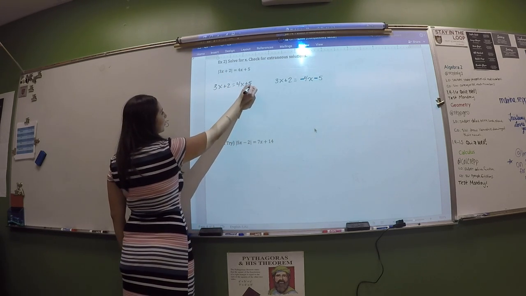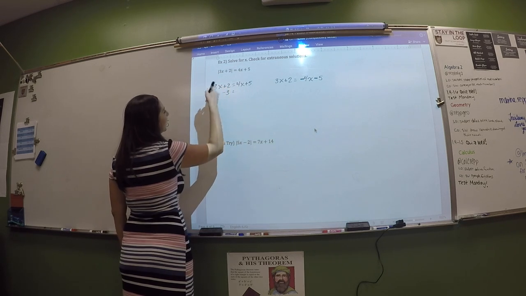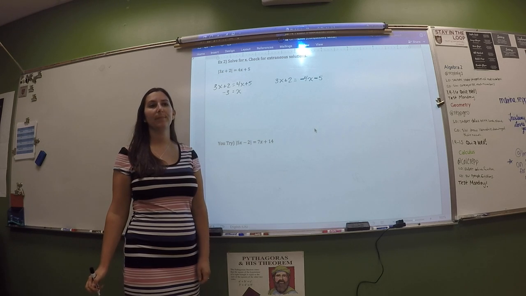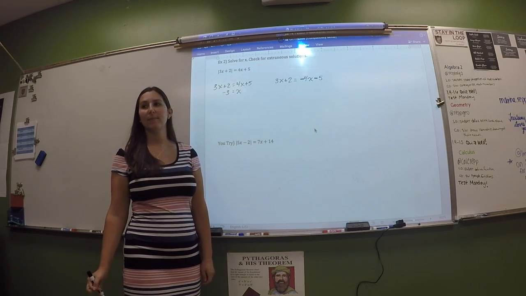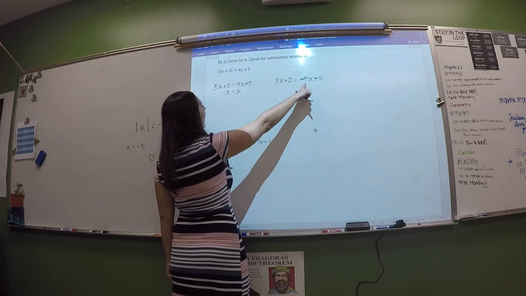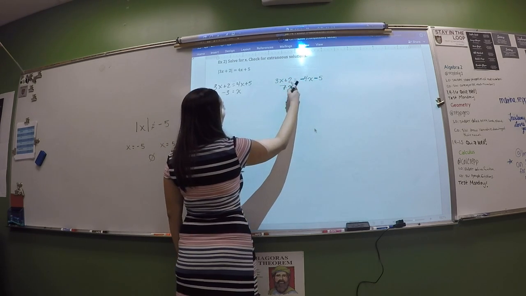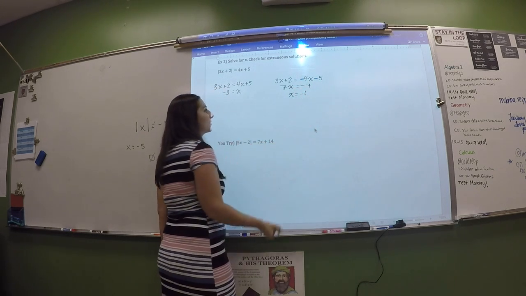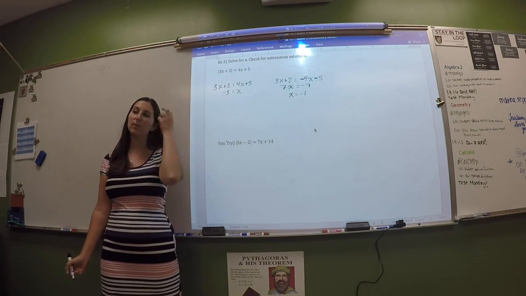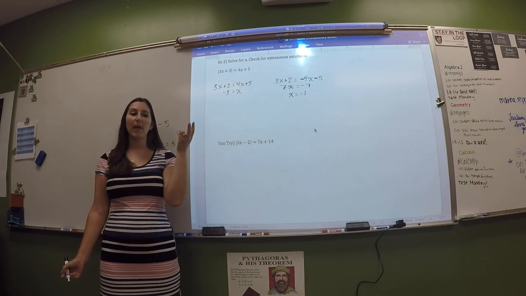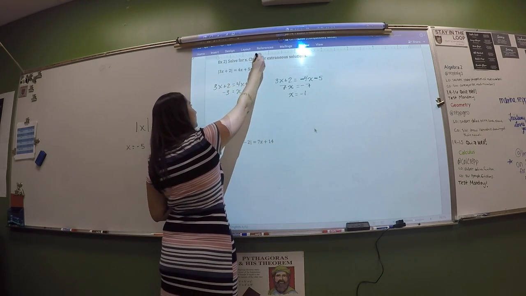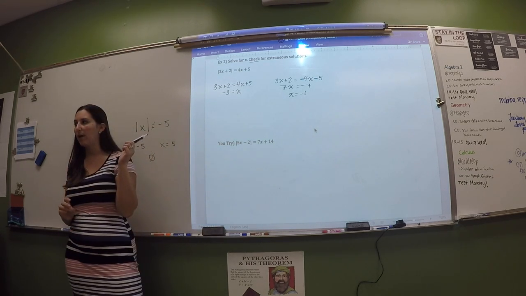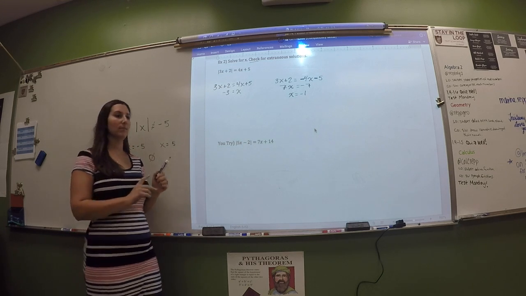Here I can subtract the 5 and subtract the 3x, and I get x equals negative 3. Here I can add 4x and subtract 2, and then divide, and I get x equals negative 1. So I got 2 answers. That's it, right? That's all. And now I'm going to check for extraneous solutions to see if they work. Questions on how I got those things before I do that?